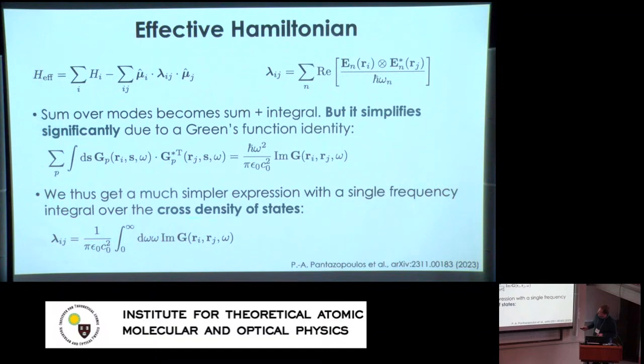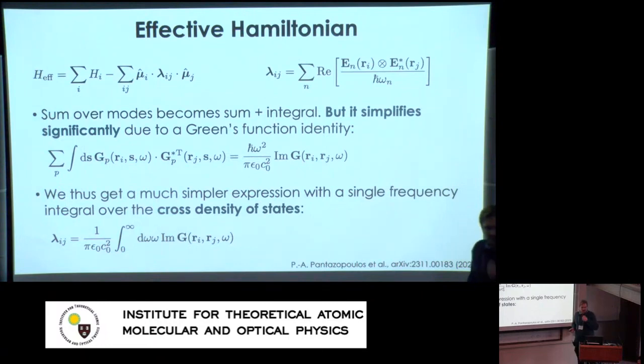frequency integral, and the quantity that shows up here is known as the so-called cross density of states. It's basically telling me what number of states connect my point R_i with my point R_j. So you can already say, okay, this looks a lot nicer than we might have expected.